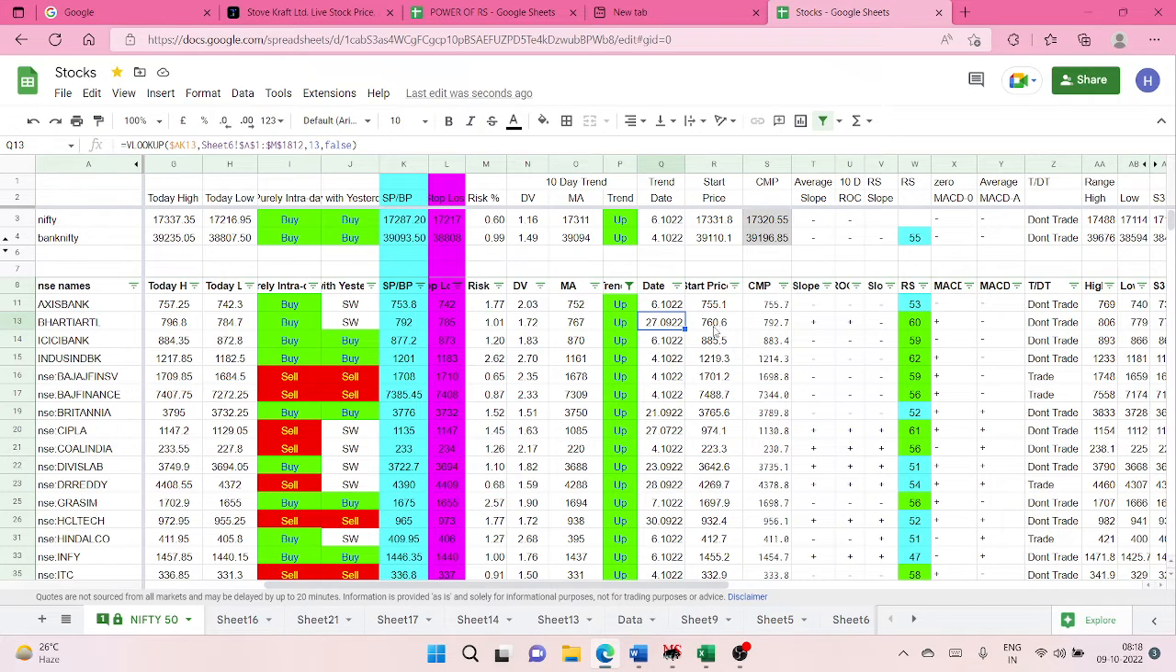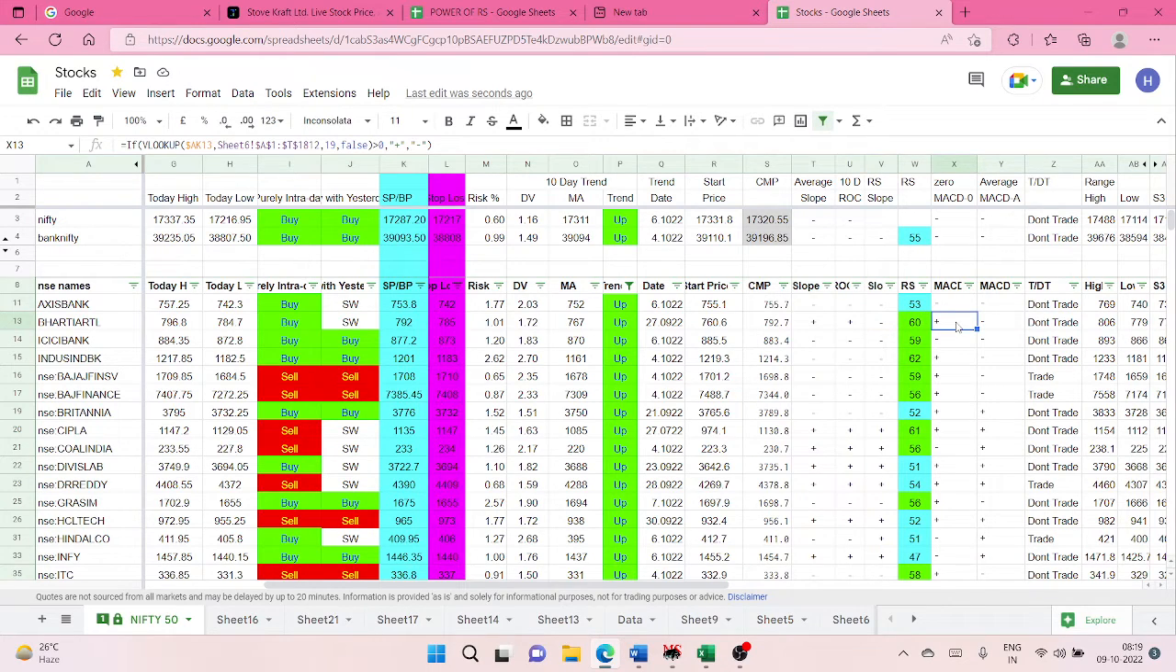So starting price was about 726 for Bharti Airtel, 766.64 on 27th of September closing, and then the CMP 792. You can see the slope of the moving average, the slope rate of change is positive. Then the slope of RS is slightly dipped, so on a 1 day basis, it's minus.